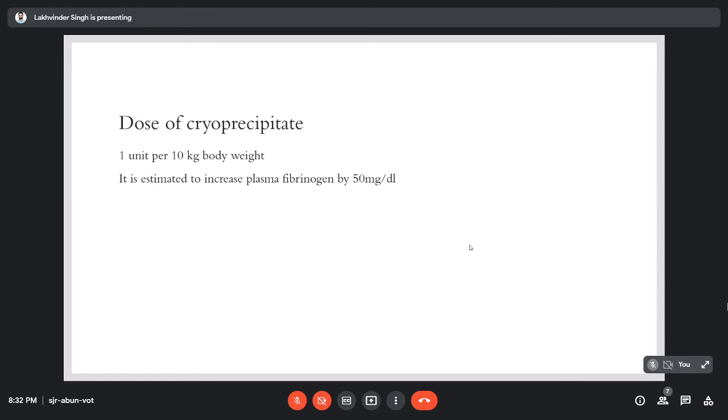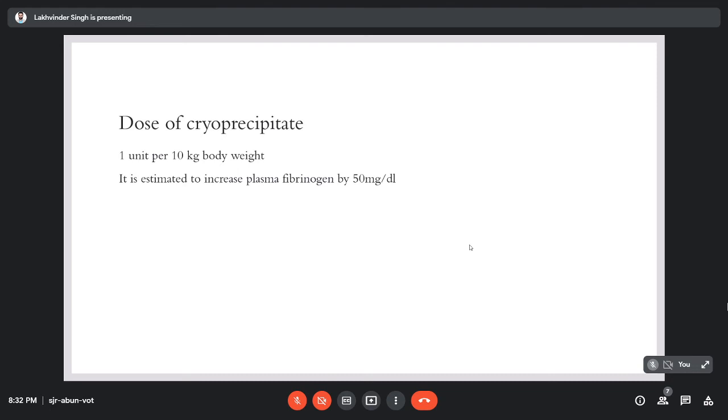Dose for cryo is 1 unit per 10 kg of body weight. So if a person is 90 kg weight, then nine cryos have to be given. And in cryoprecipitate, there is no need to do even the blood grouping. They can be given across the blood group barrier. Like a person who is A can be given B cryo, B person can be given A cryo.